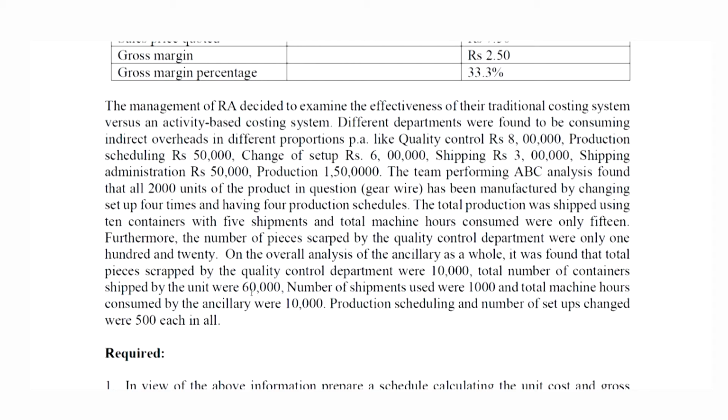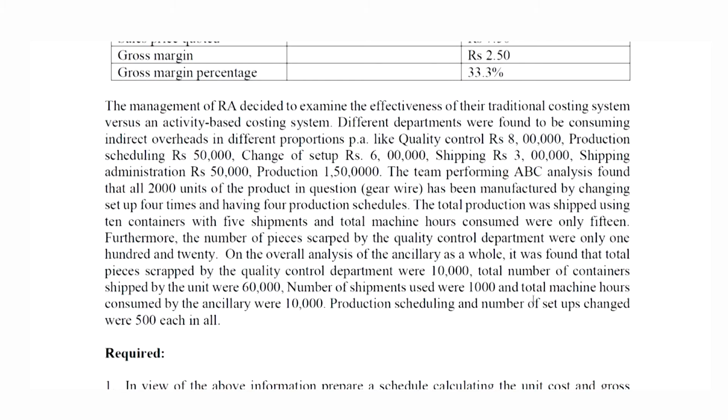So, it means the total number of drivers are available with us, and finally the machine hours. When you talk about the machine hours, they are 10,000 machine hours. It is given here that total machine hours consumed were 10,000. So, these are the total number of drivers consumed by the different activities in the company as a whole, in the firm as a whole. Now, you are given the total activity cost. For example, in case of quality it is 8 lakhs. The total products scrapped or checked are 10,000. So, the per unit cost you have calculated.